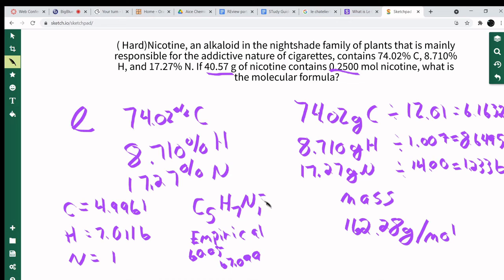Okay, so this weighs 81.099. This one weighs 162.28. Therefore, this has to be doubled, right? This is about half. Okay, so that means that our overall formula, our molecular formula, should be C10H14N2.